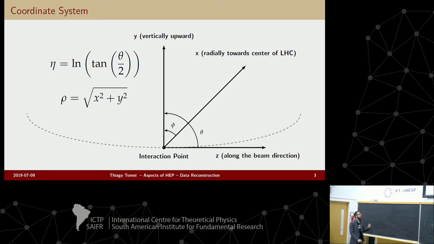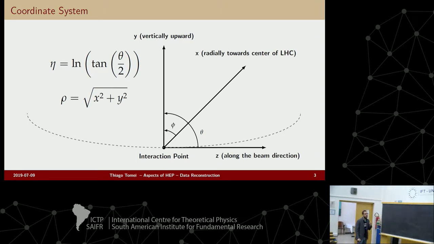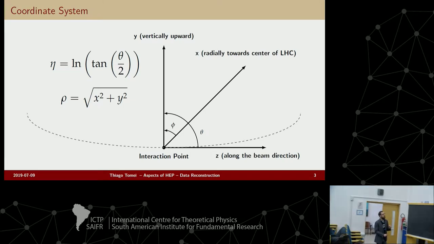Before starting, let's fix a coordinate system, okay? This is the one we use at CMS. At the other experiments, it's similar. LHCb may be different, I'm not completely sure. So imagine that this is the arc of the LHC. The protons move here in both directions, they meet more or less here. And then you have this axis here. Z goes along the beam direction. X goes toward the center of the ring. And Y goes upwards.